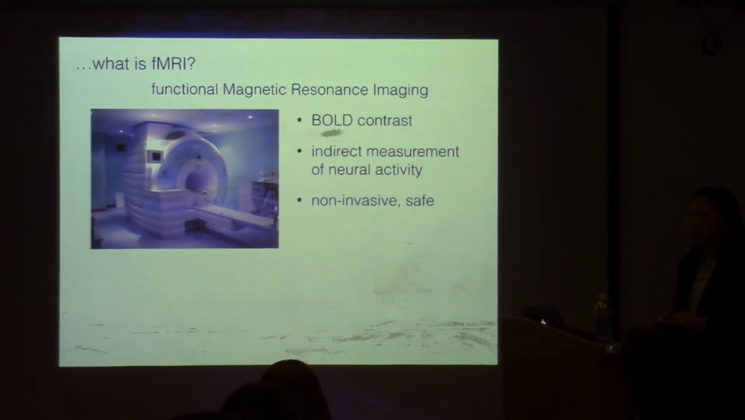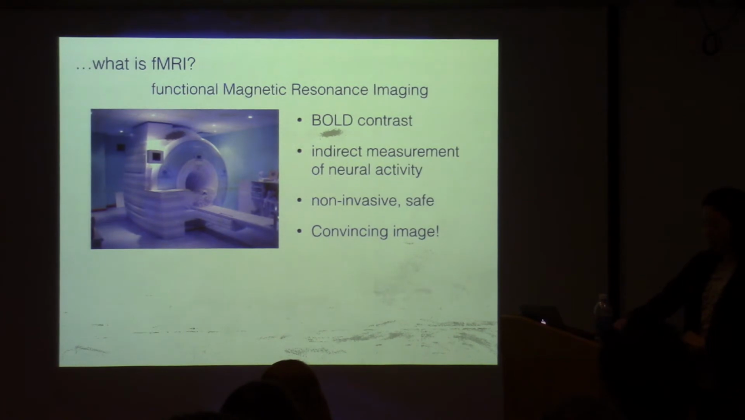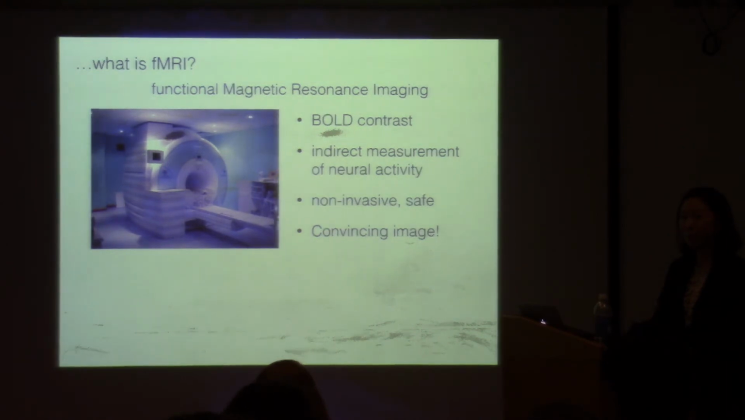This technique is being widely used in brain research and in clinical studies because it is non-invasive and it is safe. It is relatively easy to use. All you have to do is go into the giant donut magnet and stay still for a few minutes. And also, very important for applying for funds, it produces a very convincing image of the brain activity. So you can just point to the highlighted area saying, look here, there's the activity.